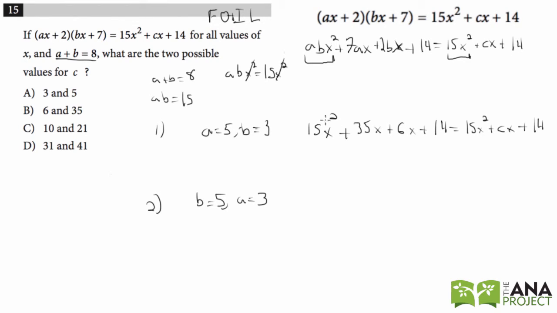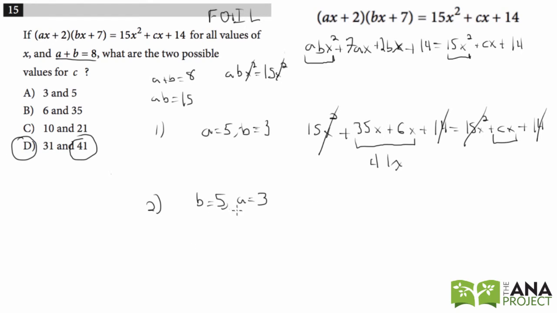So these firsts, we don't have to worry about it. And then 14 obviously equals 14. This middle part, 35x plus 6x, that's 41x. So that relates to that middle part, cx. So c would be 41 in this scenario. And there's actually only one answer choice that has 41. So I already know at this point the answer is D.